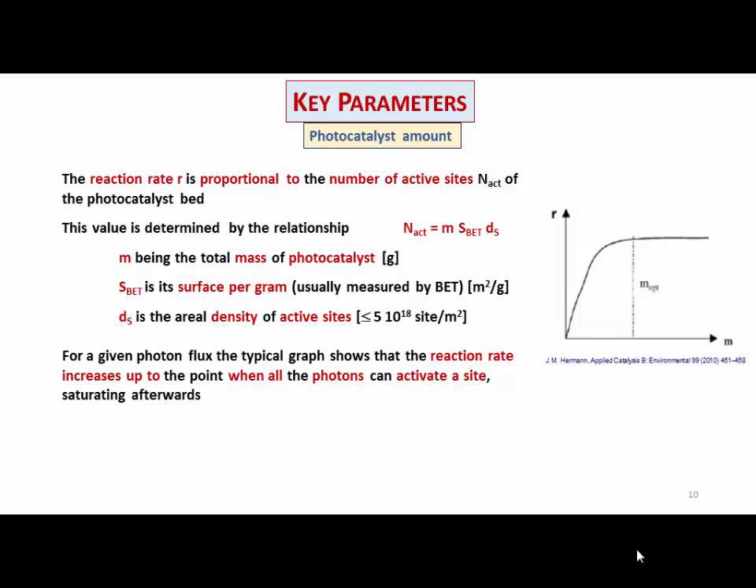The reaction rate is proportional to the number of active sites. The number of active sites, once you have a surface, is a finite number. Even if you increase photons more and more, you will not get any additional effect once you have saturated all absorption sites. That's why, if you have a given photon flux, there is no sense in increasing the mass of your photocatalyst beyond a certain value, because otherwise you have not enough photons to activate everything. So you have to be very careful in making the layout of your system, balancing things without wasting your photocatalyst.